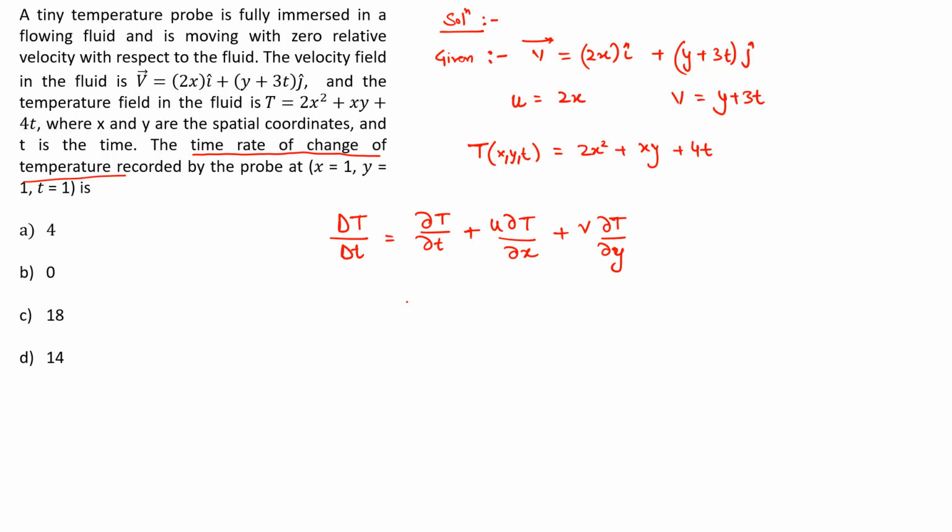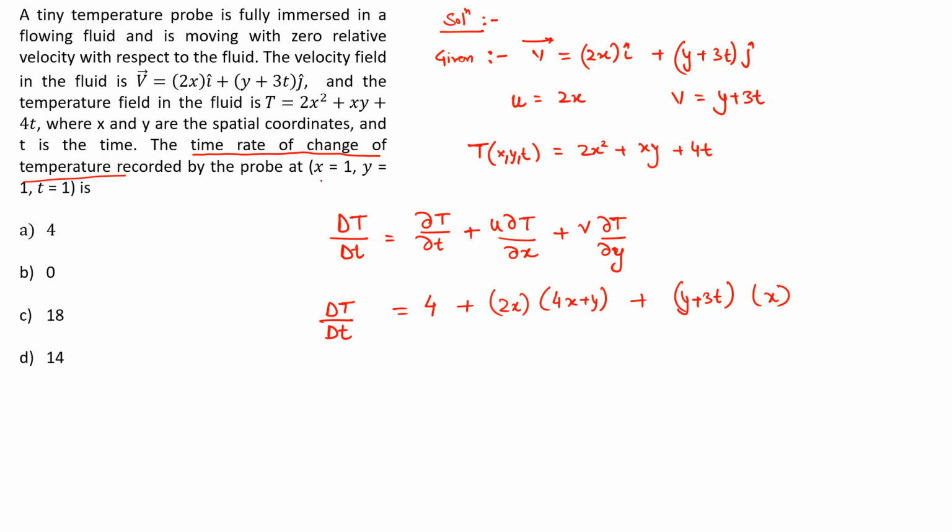Now let's put all these terms there. So partial T with time is nothing but 4, plus u is given as 2x and partial T partial x is given by 4x plus y. Similarly, v is y plus 3t and partial T partial y is given as simply x. So this is the material derivative of T.